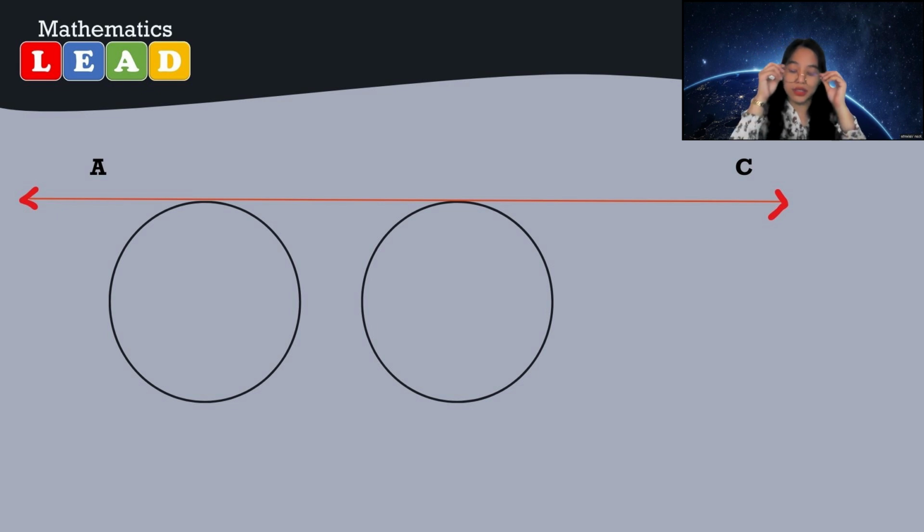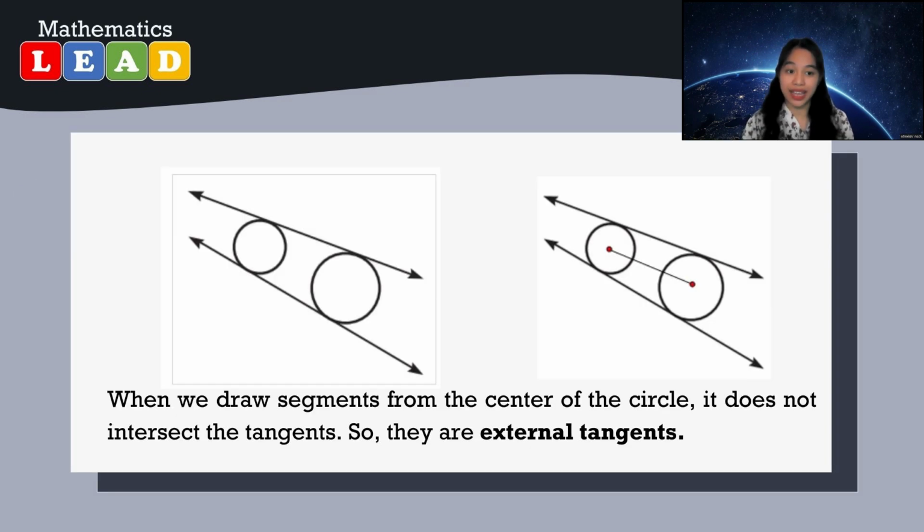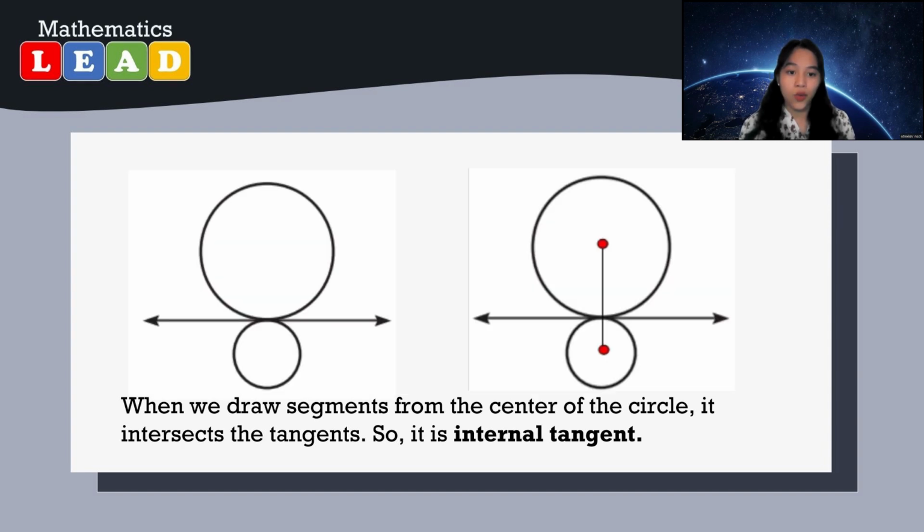But there are two types of common tangents, which are the external tangents and internal tangents. What are the differences? Okay. So when we draw segments from the center of the circle, we connect the center of the circle here, and it does not intersect the tangents, then there are external tangents. But when we draw segments from the center of the circle, you can see it here, it intersects the tangent, right? That's why this is internal tangent.